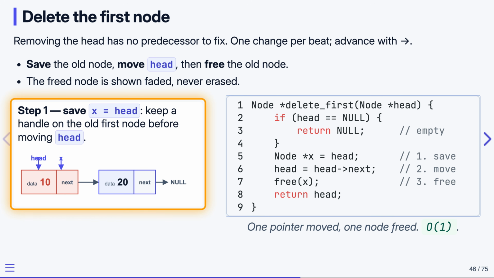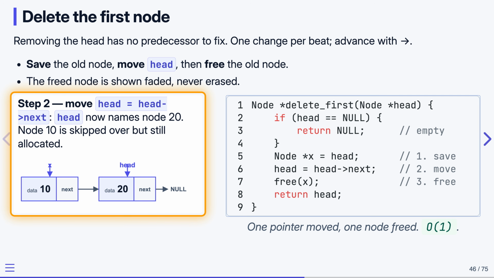Let's start with the easiest delete, the first node. It has nobody in front of it, so there is no earlier link to fix. Step 1, save. We run x becomes head. That keeps a handle on the old first node before we move head. Step 2, move. We run head becomes head arrow next. Head now names the second node.